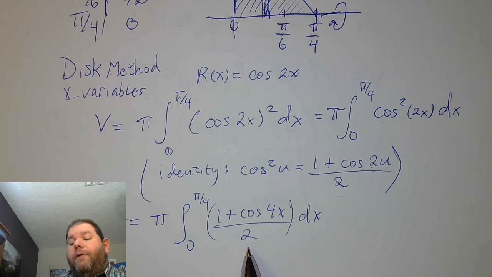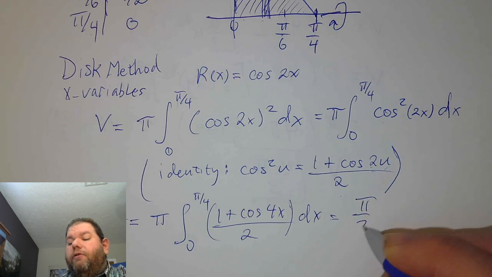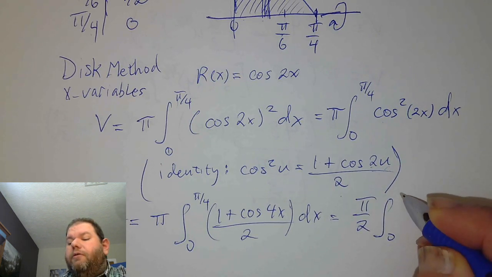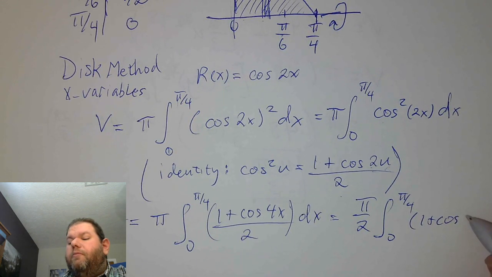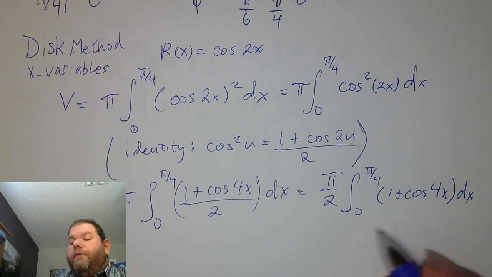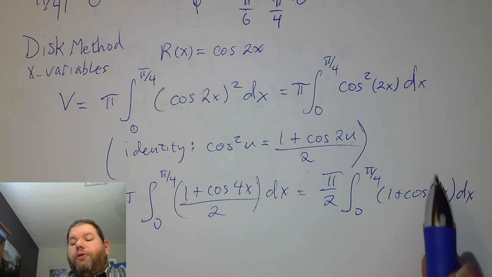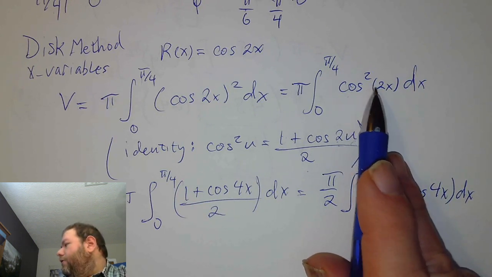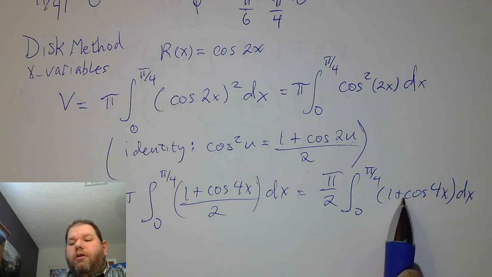So this 2 on the bottom, we can just factor it out and put it on the outside with the pi. So we have pi over 2 out here. And then we have 1 plus cosine 4x. Now we're ready to actually do our integration, because while we couldn't integrate cosine squared, we can definitely just integrate regular cosine of an angle.